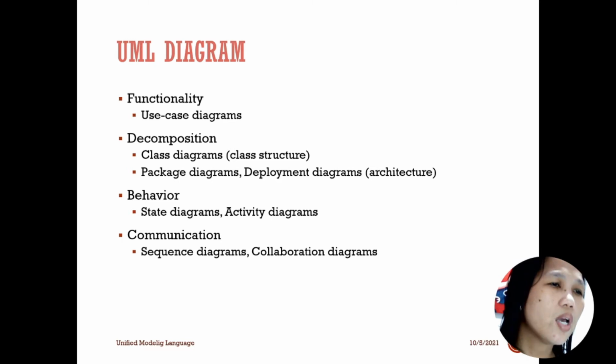UML diagram. If we mean functionality, we can use the use case diagram. If we mean decomposition, we can use class diagram, and package diagram and deployment diagram in terms of architecture. If we are considering behavior, we can use the state diagram or activity diagram. If we mean communication purposes, we can use the sequence diagram and collaboration diagram.